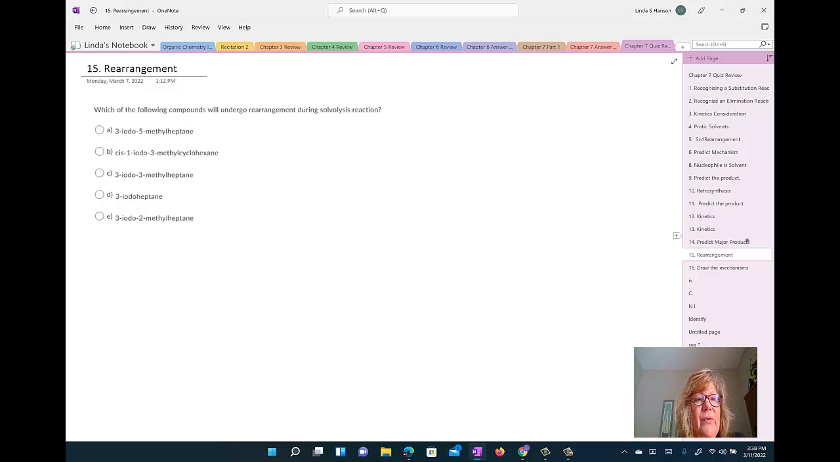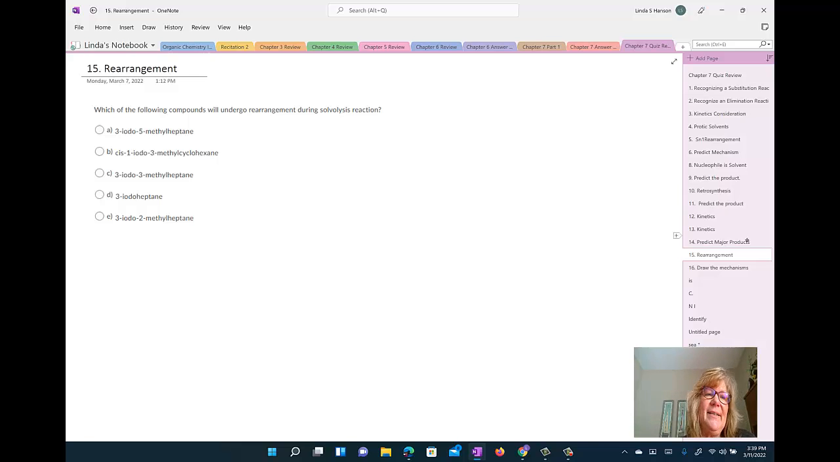Which of the following compounds would undergo a rearrangement during a solvolysis reaction? Now, solvolysis just means plus water, right? Which of the following would undergo rearrangement? So when I think of rearrangement, I'm looking at a carbocation intermediate, either a hydride shift or a methyl shift, so that I can exchange either a primary or secondary carbocation into a more stable configuration.